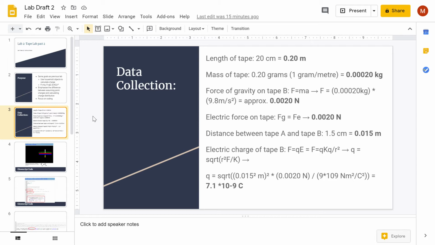The distance between tape A and tape B was 1.5 centimeters or 0.015 meters, and using these numbers we could calculate the electric charge of tape B, which was equal to F equals QE, or 7.1 times 10 to the negative 9 coulombs.